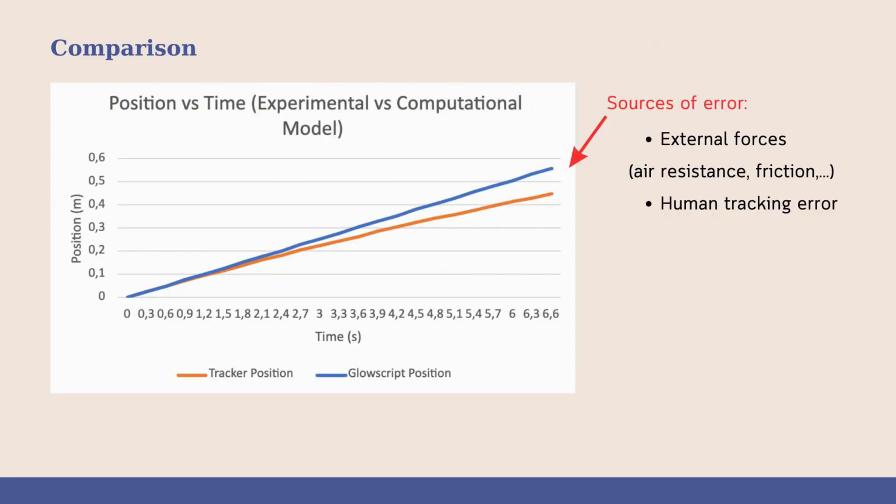Here's a position-time graph that compares the results from the two models, and generally we see that they're very similar, but over time we see them deviate from each other, and we can explain this by some potential sources of error. First of all is external force, because in GlowScript we don't account for external forces in real life such as air resistance or frictional force, and another source of error comes from human error while tracking.